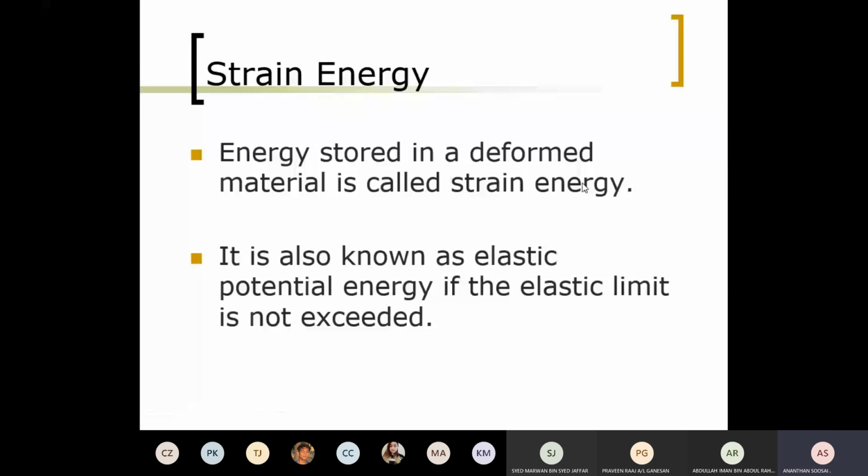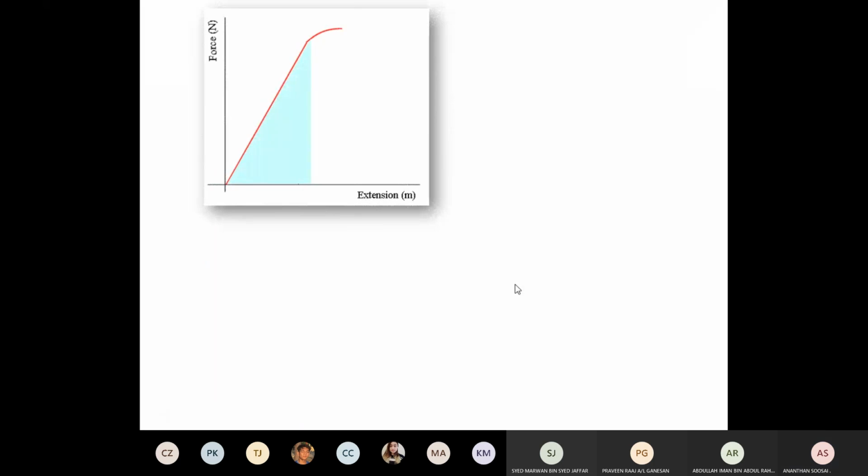Okay, we already talked about strain energy. The energy stored in the deformed material is called strain energy. The area under the graph of force versus extension is strain energy. It is also known as elastic potential energy. We've got lots of names: strain energy, and sometimes we also call it elastic potential energy. It will exist elastically. Strain energy and elastic potential energy are the two terms we apply. Area under graph. So for force versus extension, the area under the graph is strain energy.